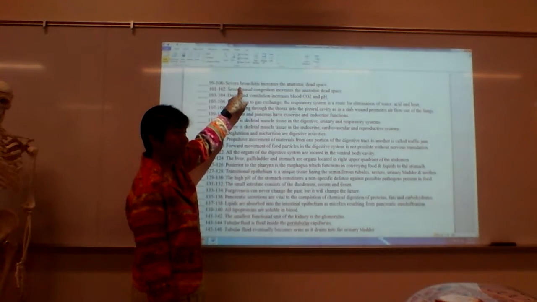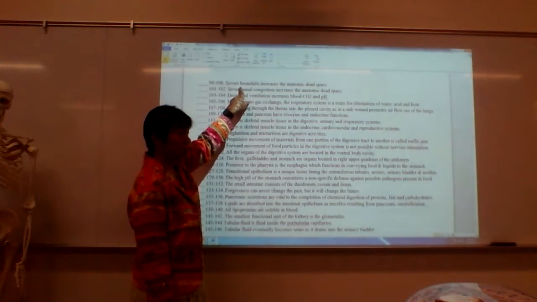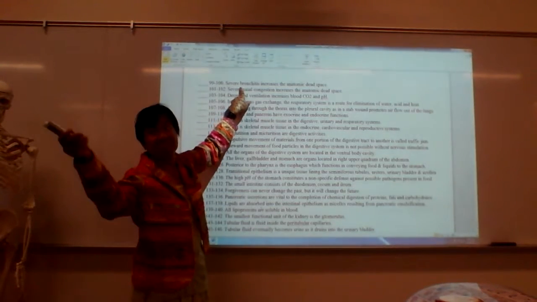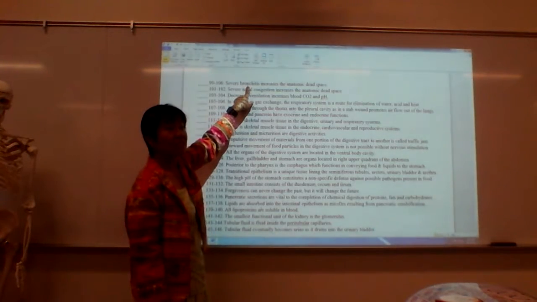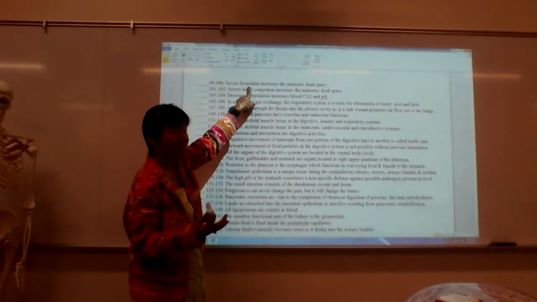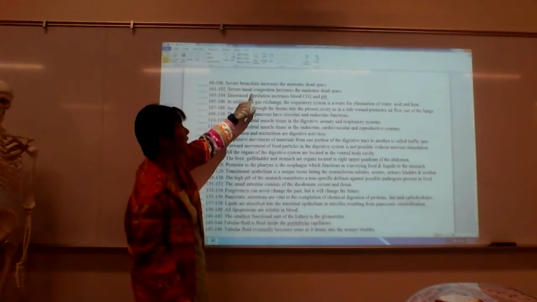Severe bronchitis. That would be true. False? False. Very good. And the air in the bronchus is already dead space, remember? So it won't increase or decrease. The physiologic dead space is what you can increase or decrease.